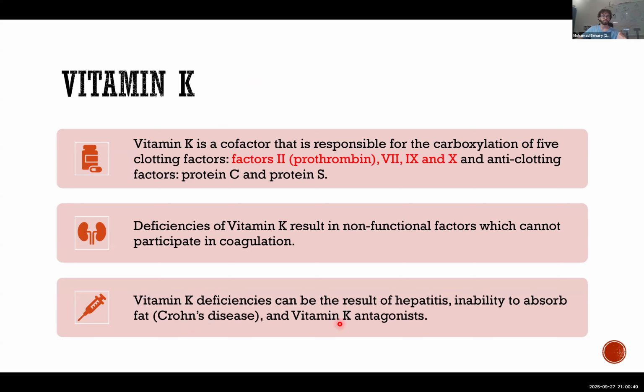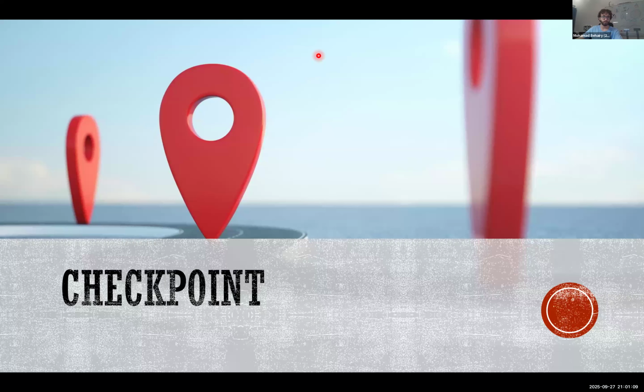And if someone is using vitamin K antagonists, they're basically medications. You don't need to know much about them. I want you to know two things from this slide. Vitamin K is associated with factors 2, 7, 9, and 10. Number two is that Crohn's disease will cause a problem in these factors. Is this point clear? And if anyone has any questions, let me know. Then the lecture is officially over.